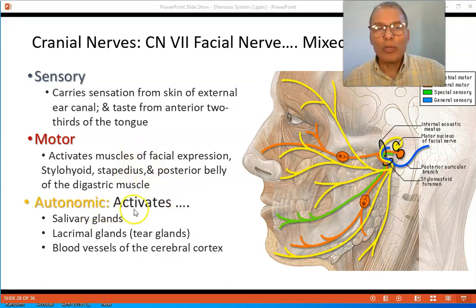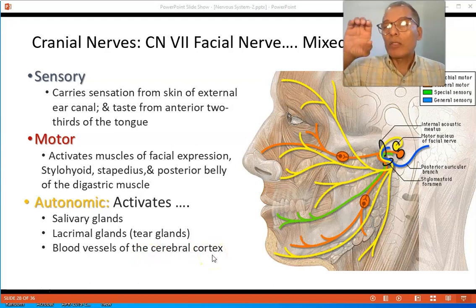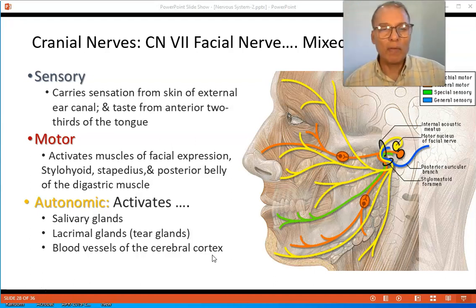The autonomic branch of it activates the salivary glands that produce saliva in the mouth, lacrimal glands that produce tears in the eyes, and blood vessels of the cerebral cortex. The blood vessels need to constantly regulate their pressure. They are gonna dilate or expand to lower pressure. They will constrict to raise pressure. So this facial nerve sends branches into these blood vessels that are inside of your cerebral cortex to regulate the level of pressure that you have.